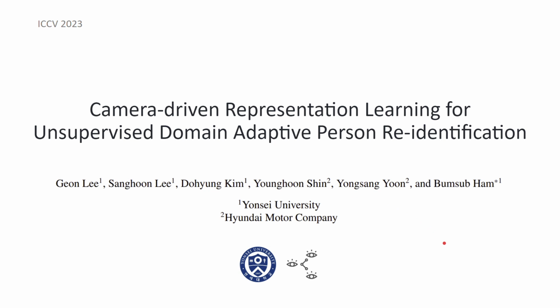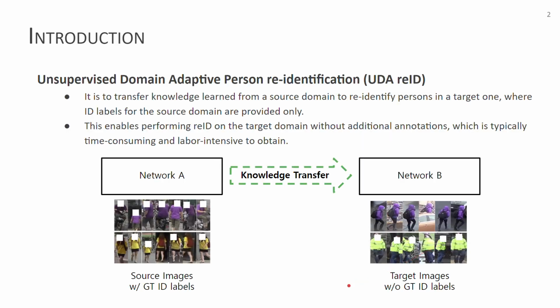I am going to present our work, Camera-Driven Representation Learning for Unsupervised Domain Adaptive Person Re-Identification. First of all, I will explain the task we have performed. It is to transfer knowledge learned from a source domain to re-identify persons in a target one, where ID labels for the source domain are provided only. This enables performing re-ID on the target domain without additional annotations.